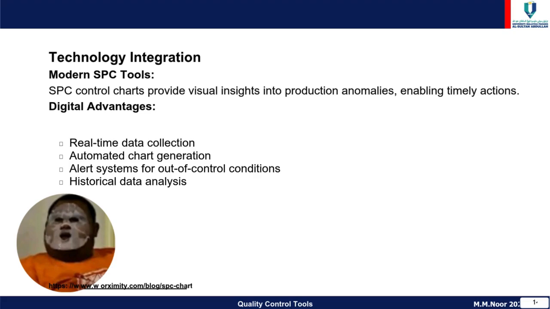Technology integration. With modern SPC tools, control charts provide visual insights into production anomalies, enabling timely actions. Digital advantages: real-time data collection, automated chart generation, alert systems for out-of-control conditions, and historical data analysis.